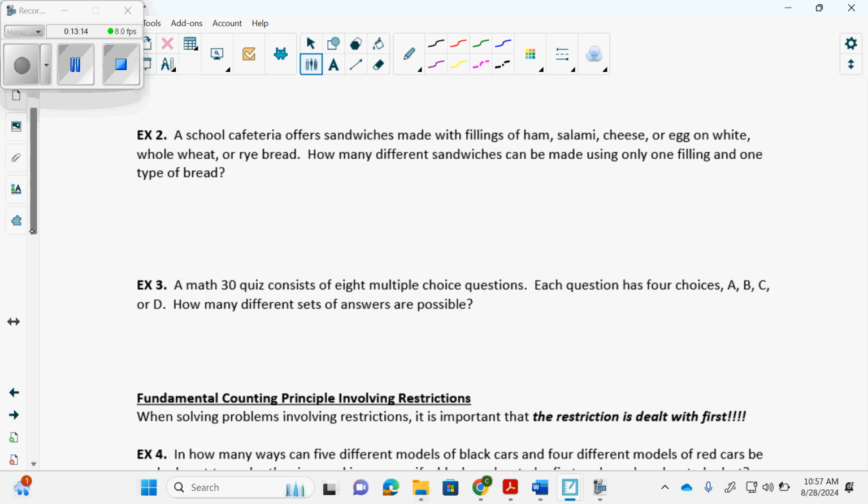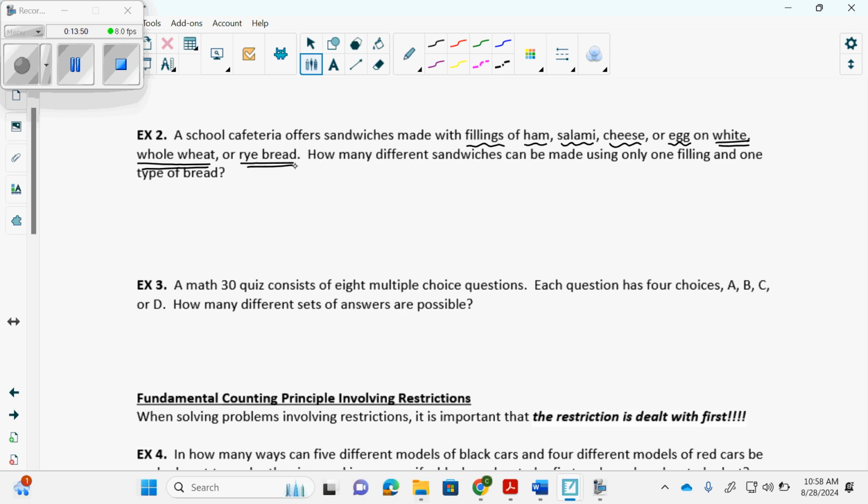So here we have a school cafeteria. It offers sandwiches made with fillings. There's fillings of ham, salami, cheese, or egg. And if I have a highlighter, I'd be highlighting, because highlighting in math or underlining is very important, because that's how you don't miss things. Remember, 30% procedural, the rest you're working through conceptual or problem solving makes it a lot more thought process put in. So we have fillings of ham, salami, cheese, or egg on white, whole wheat, or rye bread.